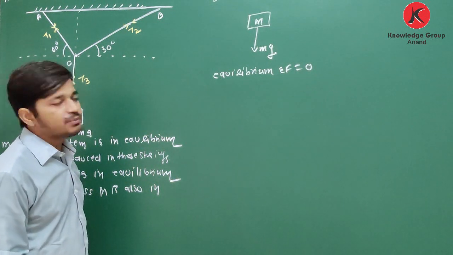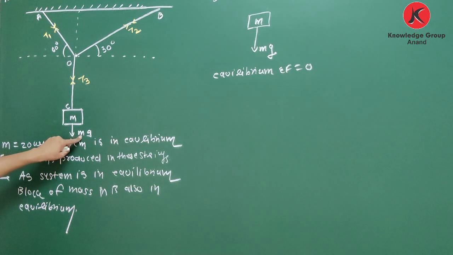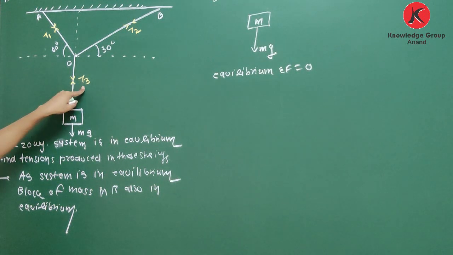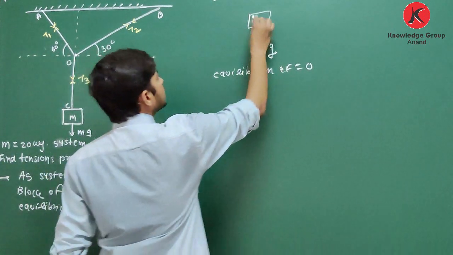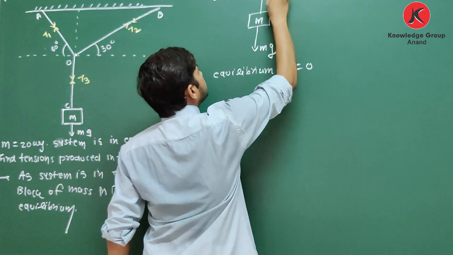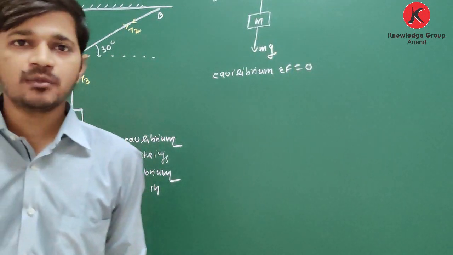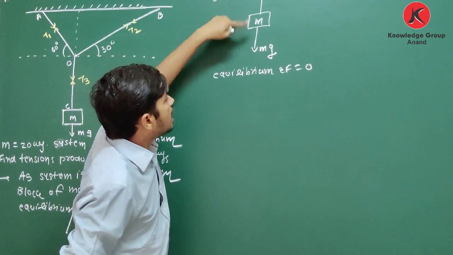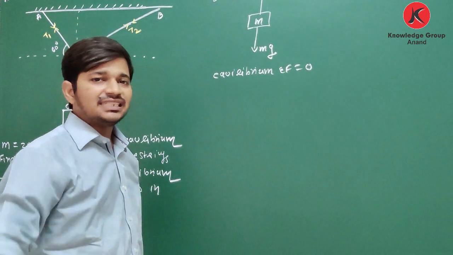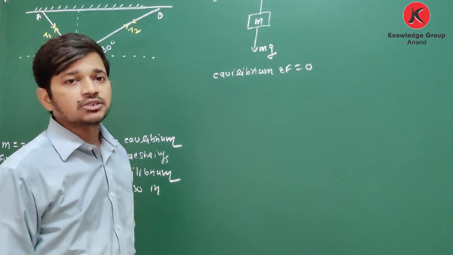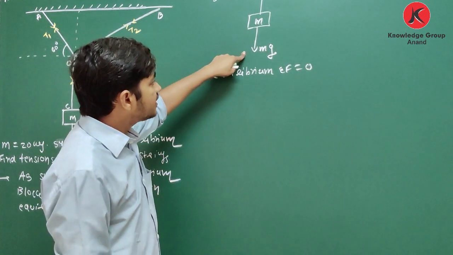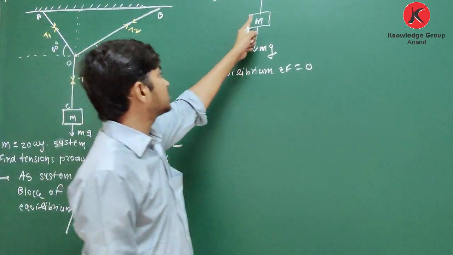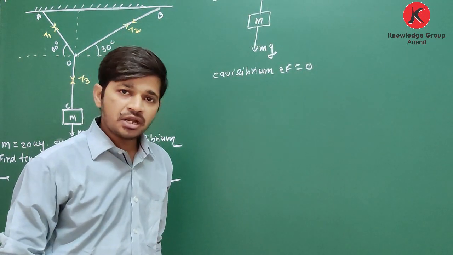Then when sigma F becomes 0, on this block M, Mg is acting in the downward direction, and in the string which is connected, OC, the tension is T3. So in which direction do we have to consider the tension? Obviously in the upward direction. If they have equal magnitude and opposite direction, then the force on this block will become 0. Clear about this? Mg is acting downward, so tension is produced in the string in the upward direction.